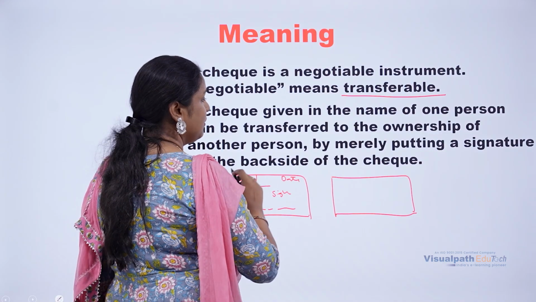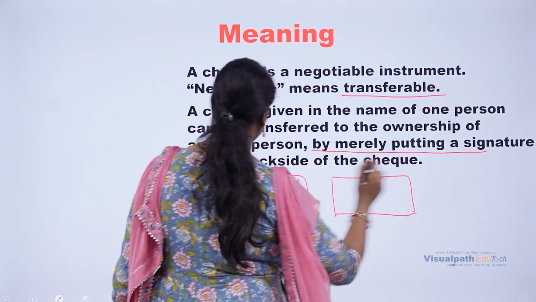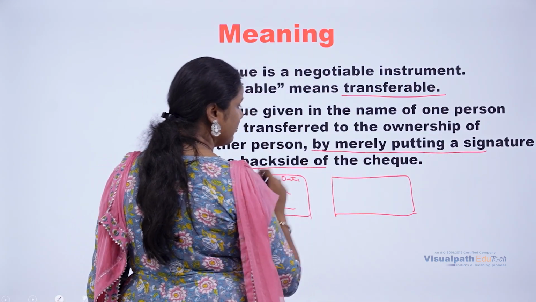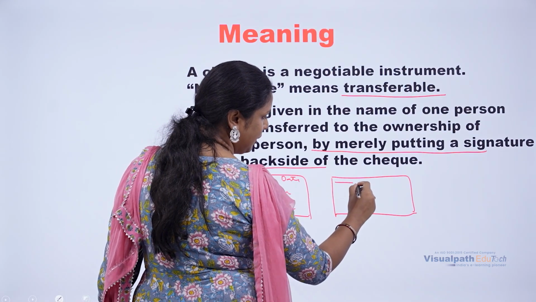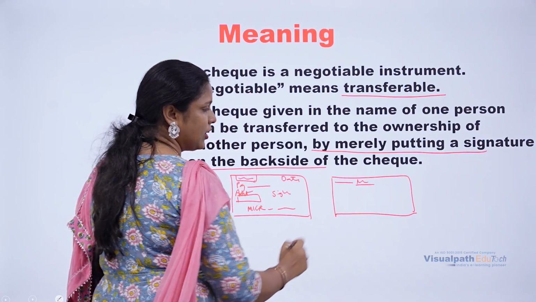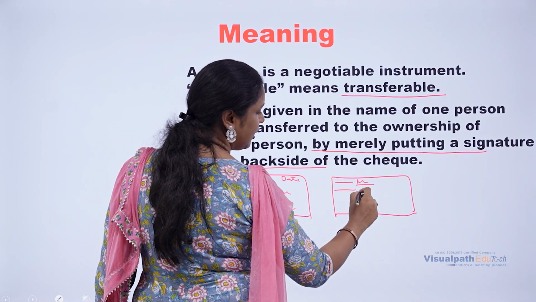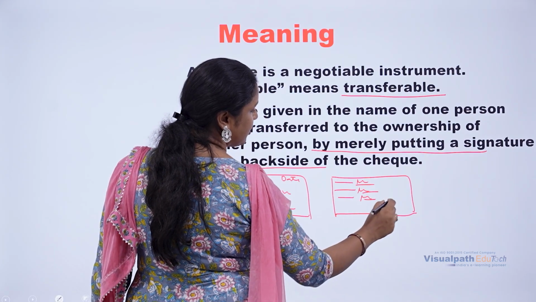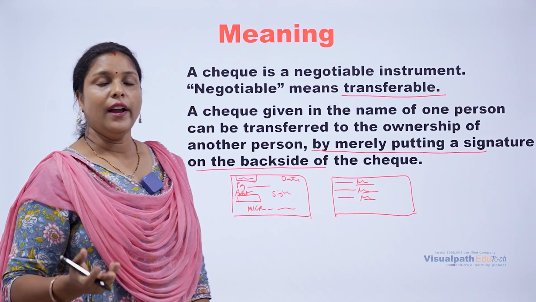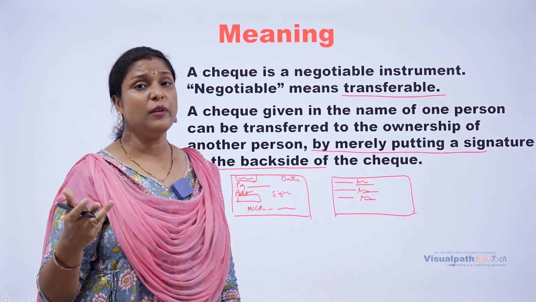By merely putting a signature on the back side of the check. Here the name and signature can be put. If it is transferred again, another name and signature, another name and signature. So why does it have to be transferred? What is the purpose of it?